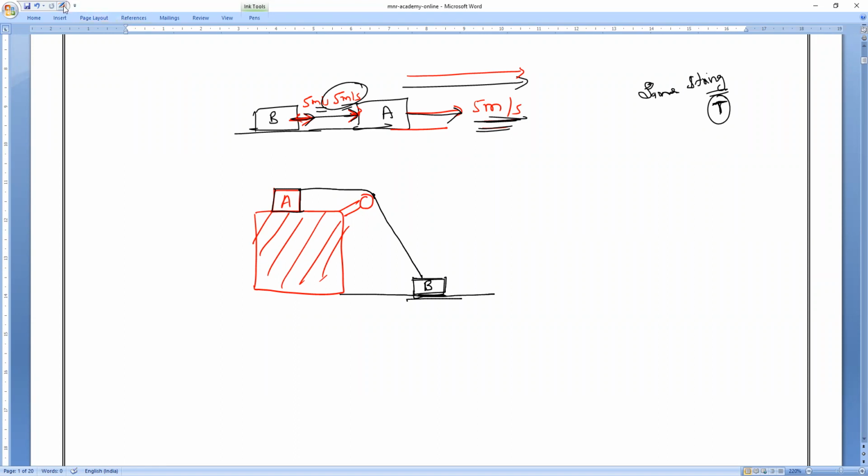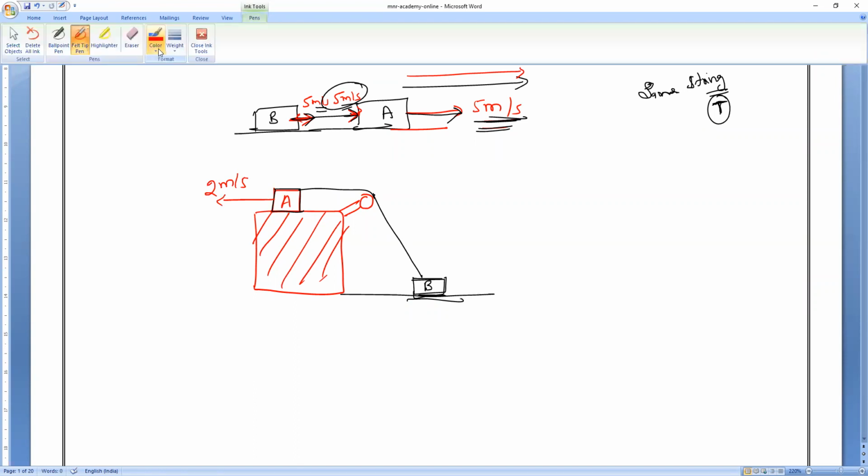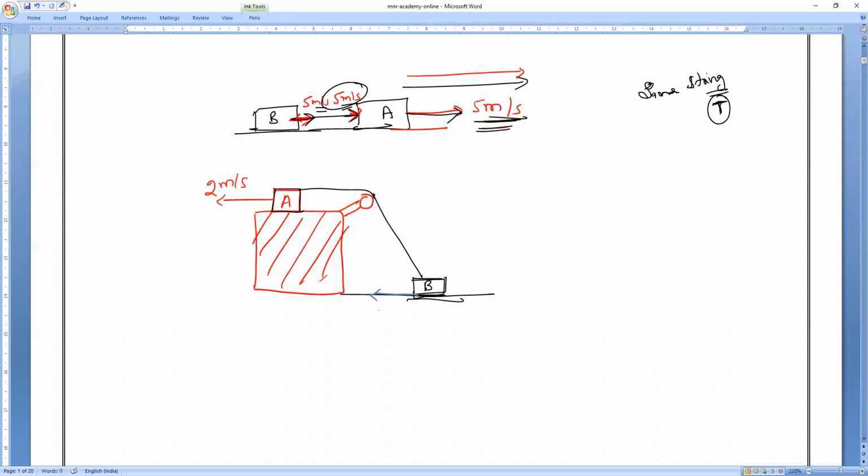Now my question is, when body A started moving with 2 meters per second, then body B will move with what velocity? That is our point. If body A moves with speed or velocity 2 meters per second, then what is the speed of body B? That is our question. So find the speed of body B. Let's start doing, everybody. Let me imagine that the B body is making a 37 degree angle with the surface. How much angle, everyone? Yes, please.